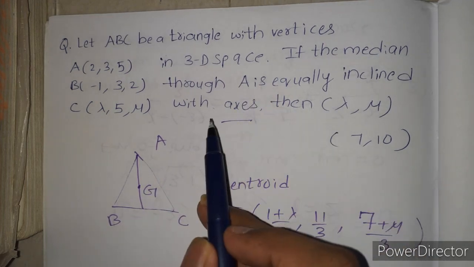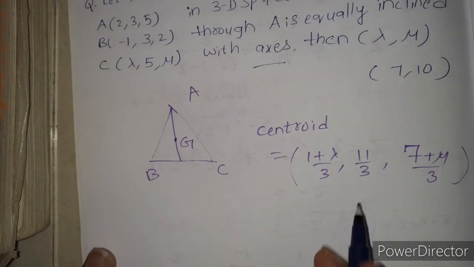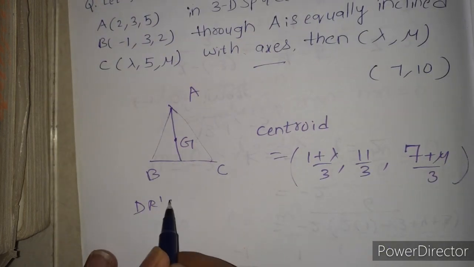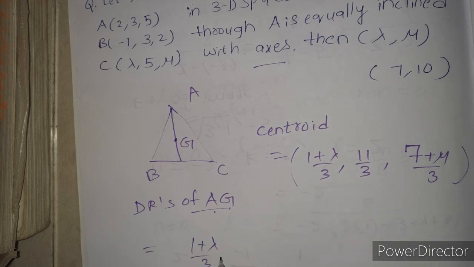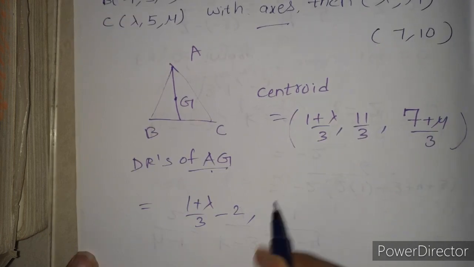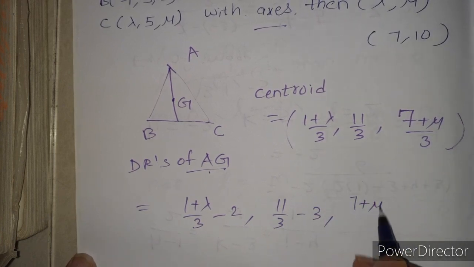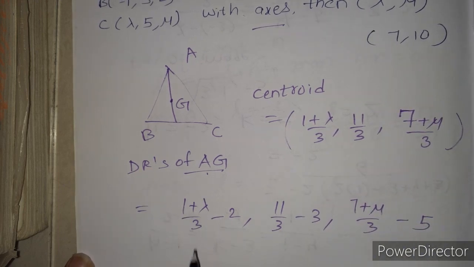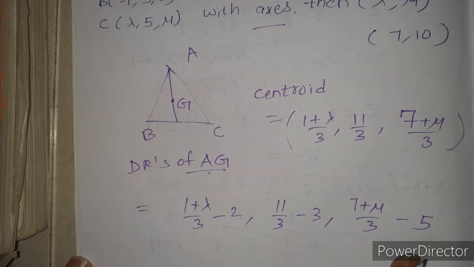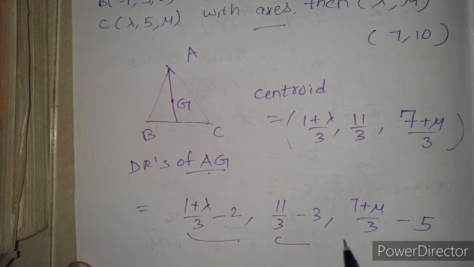So it is equally inclined with the axes, so their DRs must be equal to each other. So the DR of AG, direction ratios of the AG line, which is nothing but the median line through A: 1 plus lambda by 3 minus 2, comma, 11 by 3 minus 3, comma, 7 plus mu by 3 minus 5. We know the direction ratios of 2 points is x2 minus x1, y2 minus y1, z2 minus z1, but it is equally inclined with the axes. So these three must be equal to each other.